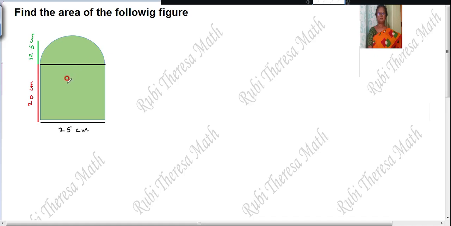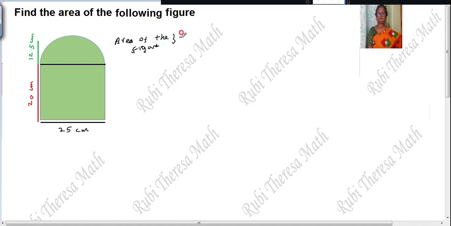There are two shapes. What are the shapes? Rectangle and semicircle. What is meant by semicircle? Half of the circle. So to find the area of the figure, I told you two shapes are here. You have to find out the area of both the shapes.